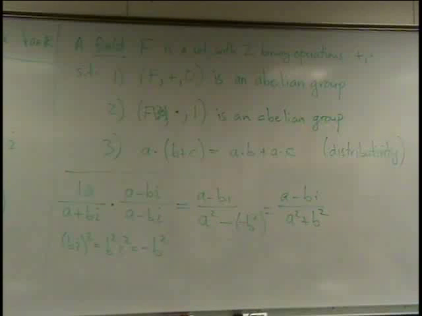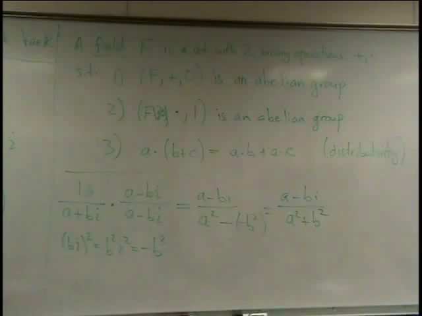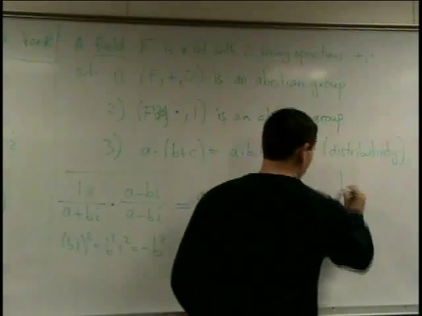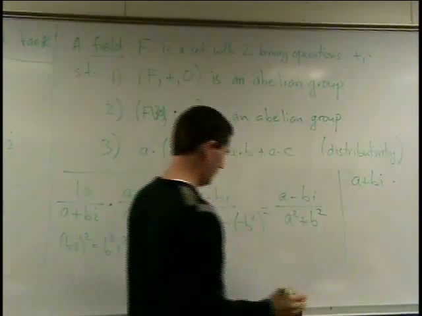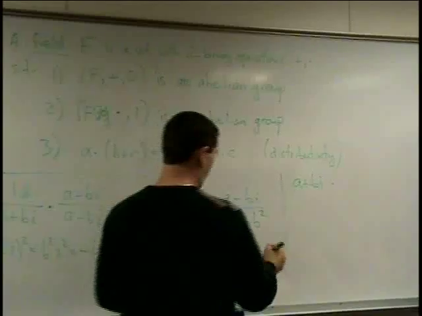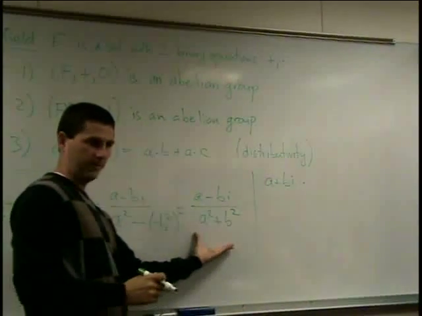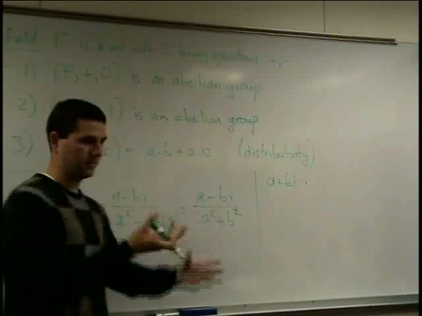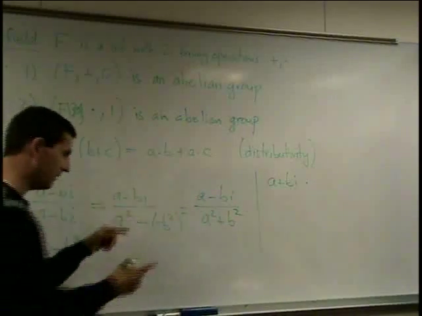Okay, so let's check, because what did it really mean to have a multiplicative inverse? It means you could multiply a plus bi times something and get 1. Let's multiply a plus bi times a minus bi over a squared plus b squared. Actually, this isn't really written in the right form of a complex number, by the way. A complex number is supposed to be a real number plus a real number times i. But I can fix that.